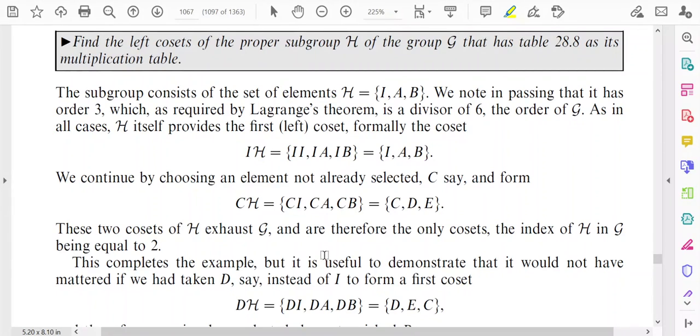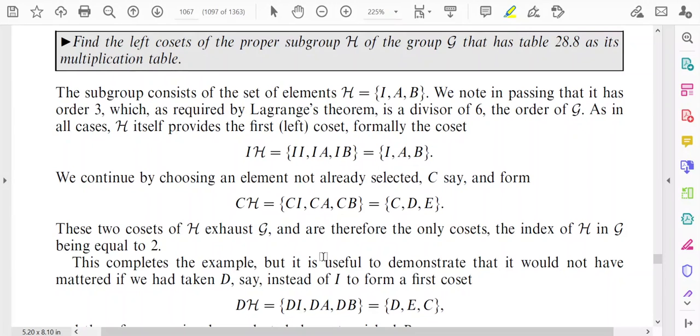Welcome all. In this lecture, I will show you how to find the left cosets. The concept of the left cosets was discussed in the earlier lecture. So in this lecture, I will show you how to find the left cosets, and there will be another discussion, the discussion about classes.